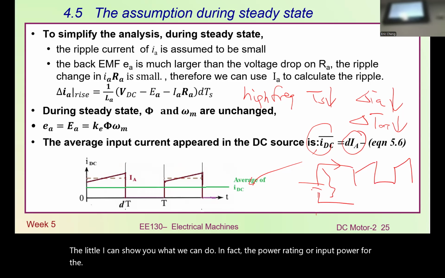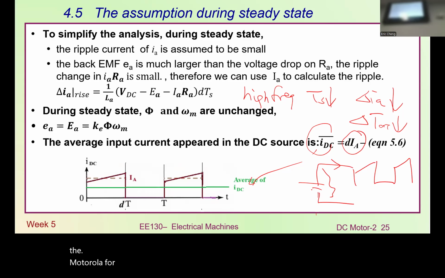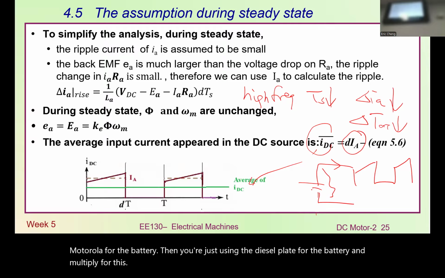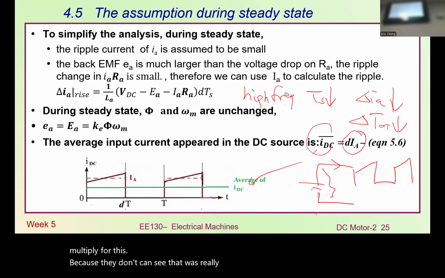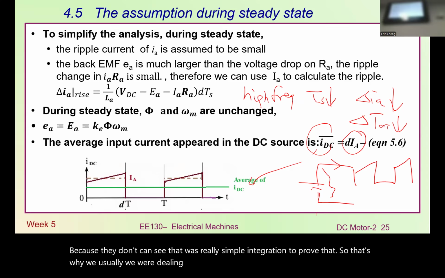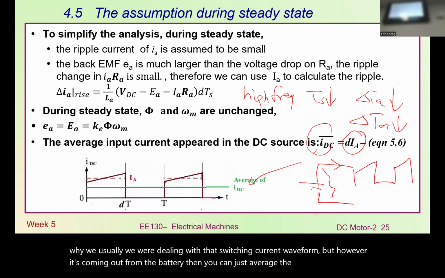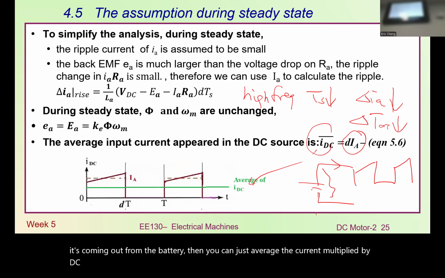for the motor or for the battery. Then we just use the DC voltage of the battery and multiply by this current. That will be the input power from the battery or from the DC source. Later on, you can see that will be a simple integration to prove that. So that's why we usually deal with that switching current waveform. But however it's coming out from the battery, you can just average the current multiplied by the DC voltage. That also becomes our DC power coming out from the battery.